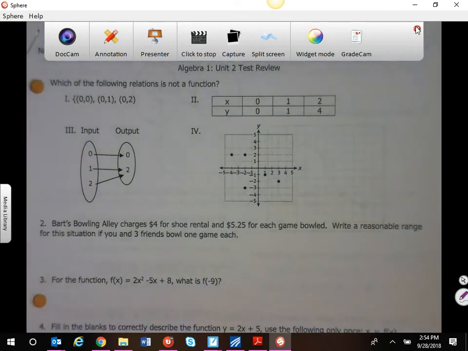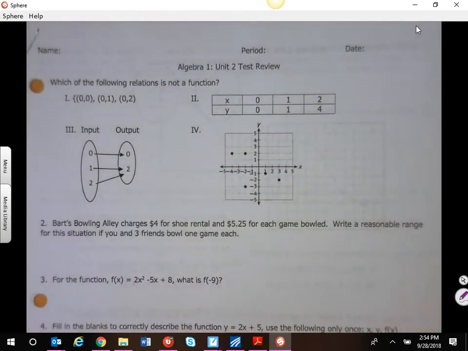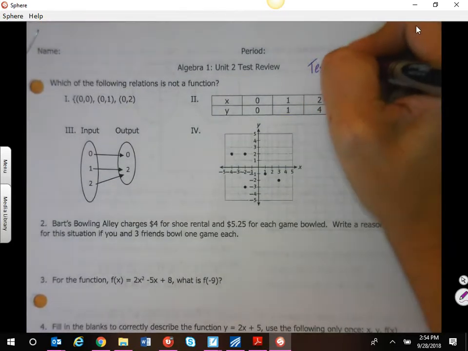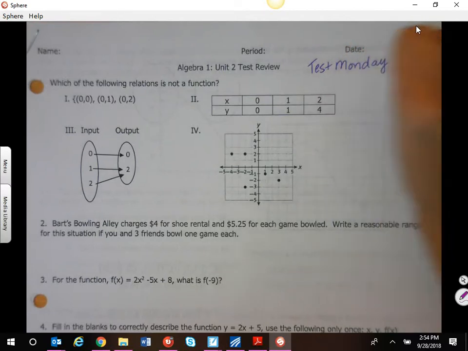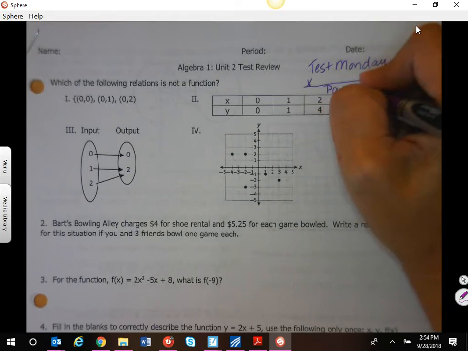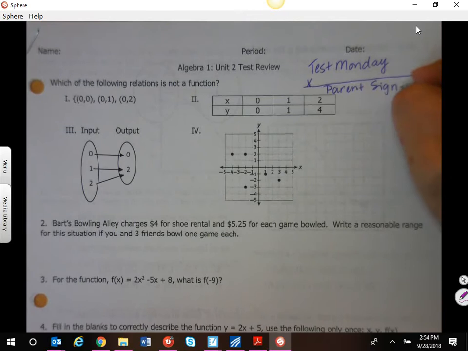We are going to have a test over our vocabulary on functions on Monday. If you got a purple check mark, meaning you completed the majority of your review in a timely manner, then you can get a parent signature also for 5 bonus points. So if you have the purple check mark and the parent signature, you can get the points.